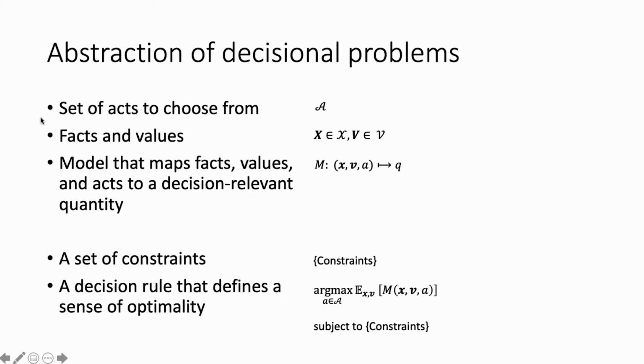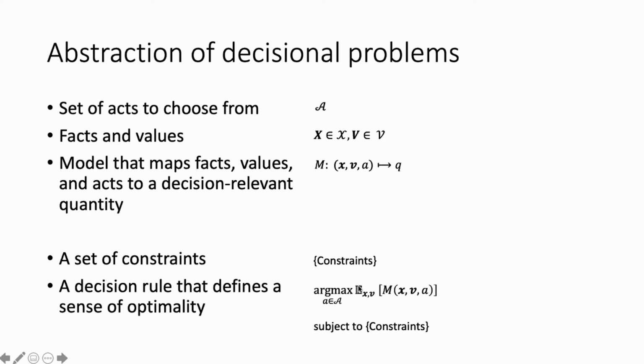The facts are known data, known information about the objective reality, about how nature works, and values pertain to preferences that we have, and these are available to us through various sources. There's going to be a mathematical model that maps the facts and the values to a decision-relevant quantity. And based on that decision-relevant quantity, we are going to make our decision.